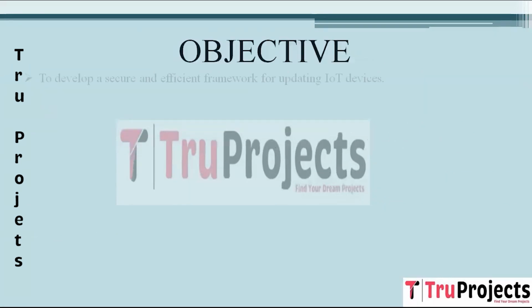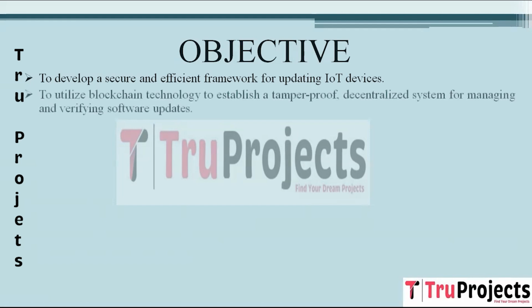Objective of the project. So, as I mentioned earlier, the primary objective of the project is to create a framework that addresses the need for updating Internet of Things devices securely and efficiently. This includes ensuring that updates are reliable, tamper-proof, and can be distributed effectively to a large number of Internet of Things devices. The project aims to leverage blockchain technology to establish a system that is tamper-proof and decentralized.